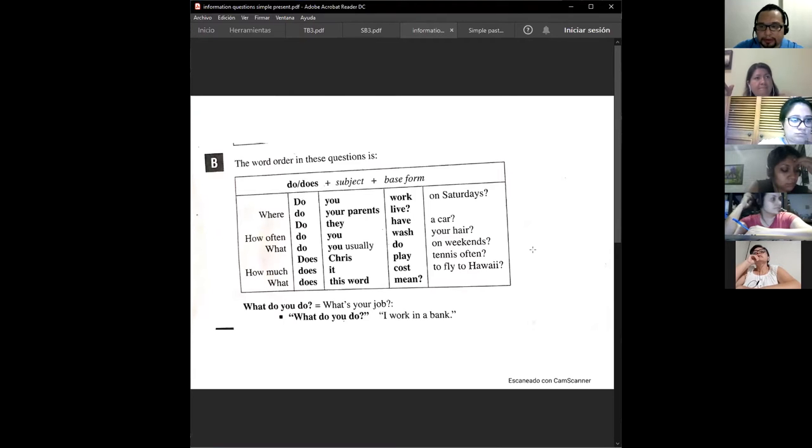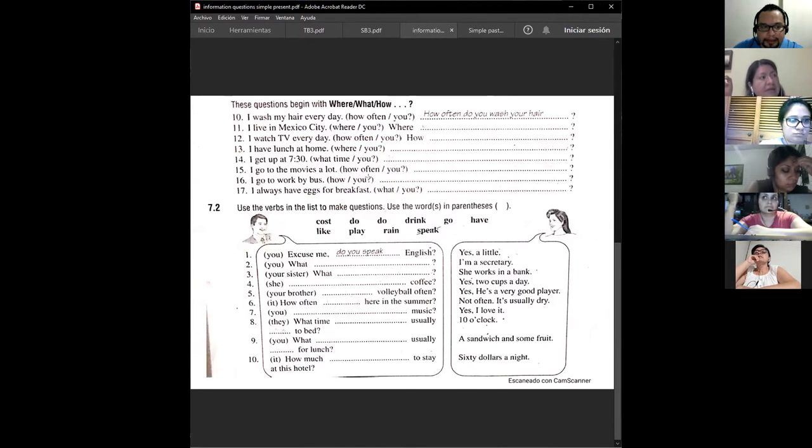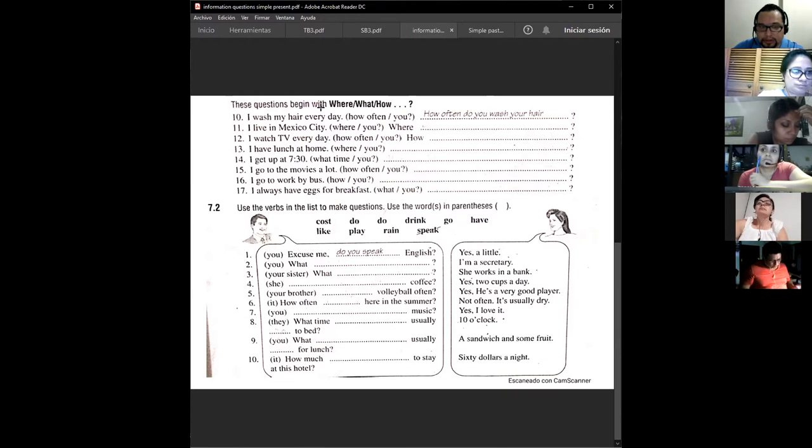Okay, let's move on to this part. We have these exercises, and we need to do them. The first one is, I wash my hair every day. This is a sentence. Now, we need to ask a question with how often. How often do you wash your hair? Lo que vamos a hacer es preguntas de información. Aquí en la segunda está where, en la tercera está how. En la cuarta, I have lunch at home. So we're going to where y iniciamos la pregunta. We have 1, 2, 3, 4, 5.